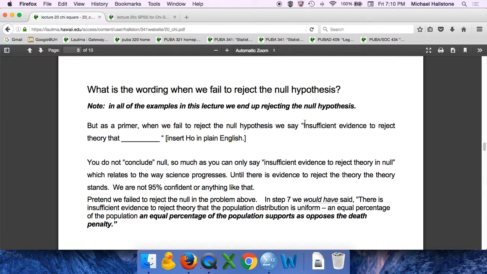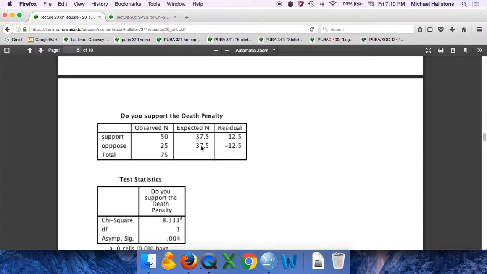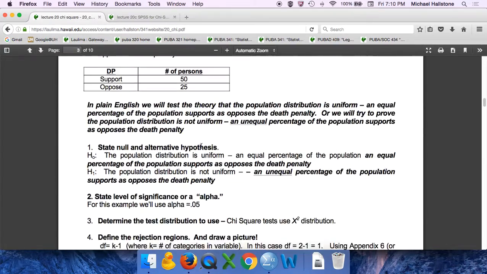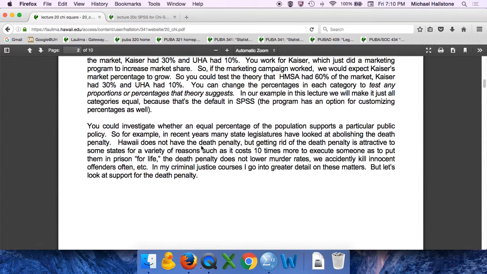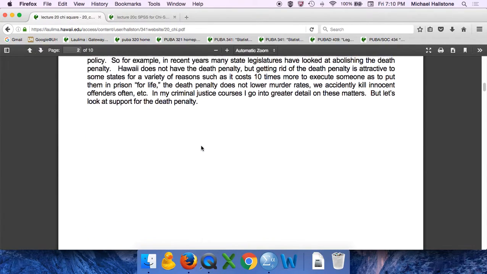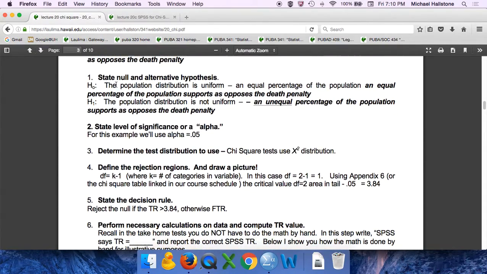We always say insufficient evidence to reject the theory that, and you place your H0 in plain English. In this case, I would say insufficient evidence to reject the theory that the population distribution is uniform, and an equal percentage of the population supports as opposed to opposes the death penalty. That's what I would do.